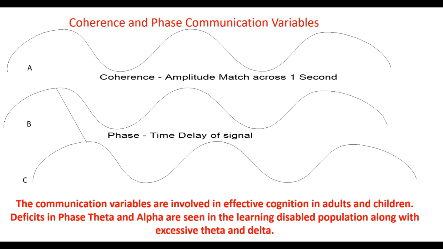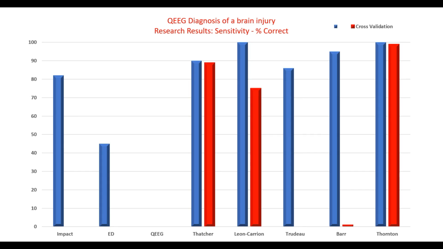Interestingly enough, the deficit in phase theta and alpha are seen in the learning disabled population along with excessive theta and delta, while in the brain injury situation there are decreased coherence and phase values. This shows you previous research results on the diagnosis of brain injury.